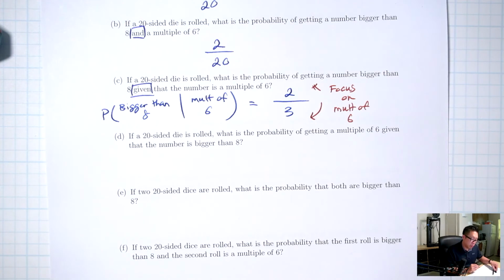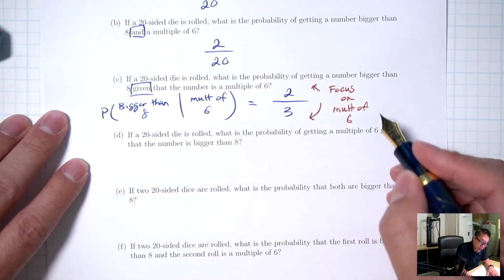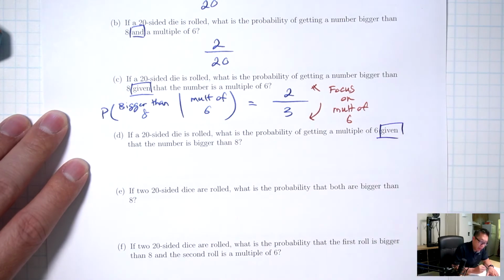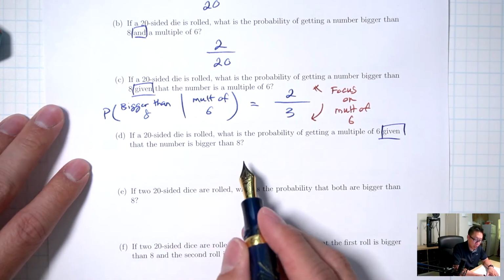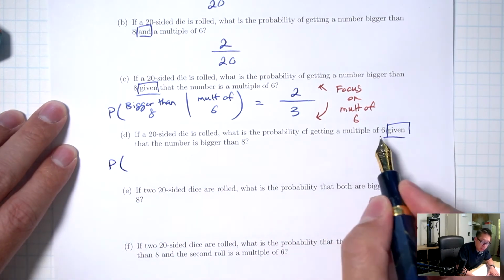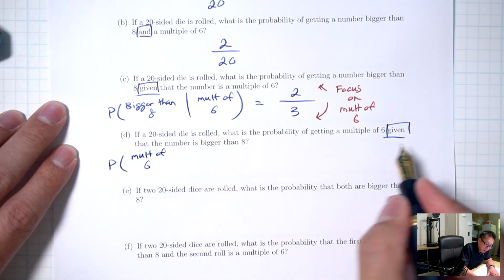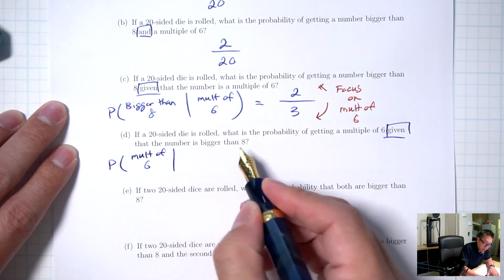Part D. If a 20-sided dice is rolled, what's the probability of getting a multiple of 6 given... Once again, I see the word given. This is going to be conditional probability, given that the number is bigger than 8. So in symbols, I'm looking for multiple of 6, given bigger than 8.